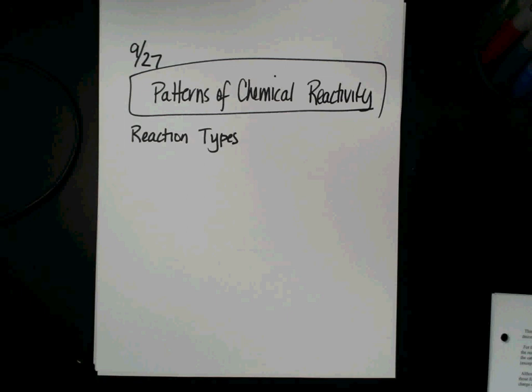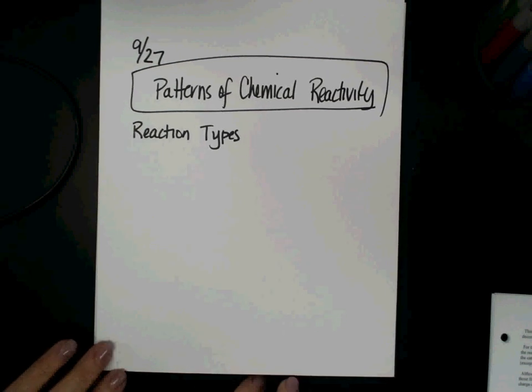Okay, so yesterday we talked about, or we actually wrote down the reaction types, but we didn't talk about them. So today we're going to talk about them, and we're going to review our baby stoichiometry from Chem 1 before we get into the harder things. So we'll talk about reaction types first.